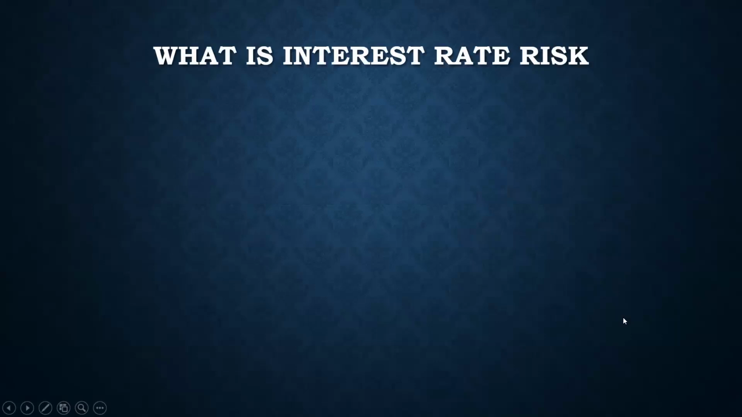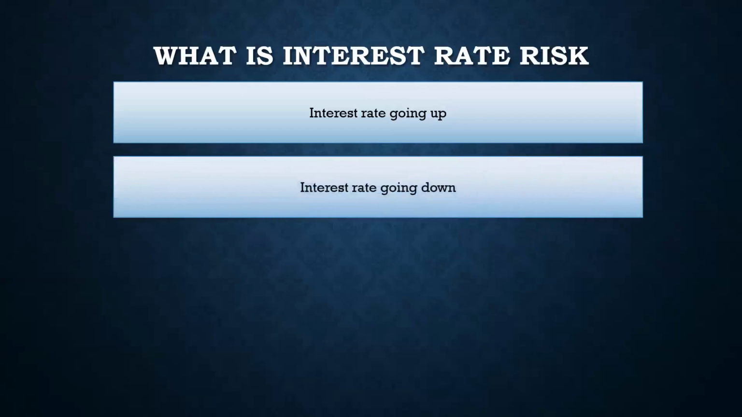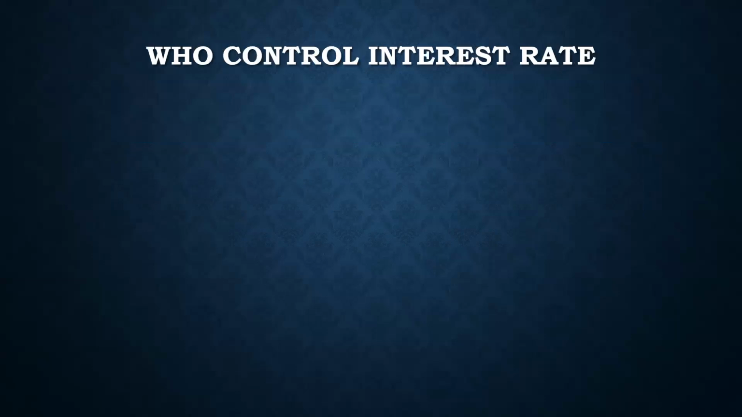Interest rate risk means whenever interest rate goes up, then that is a risk, and whenever interest rate goes down, then also it is a risk. So both sides are a risk, right? Sometimes the risk can be positive as well, but both sides are a risk. So who controls interest rate?